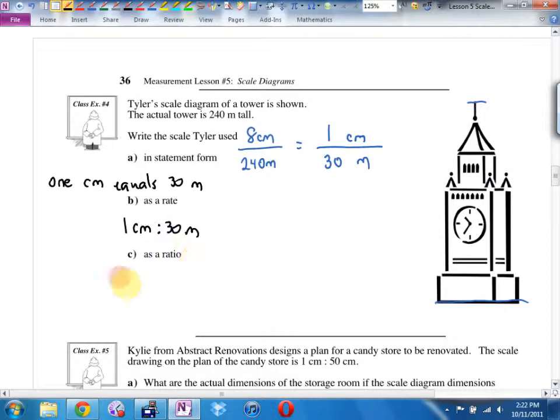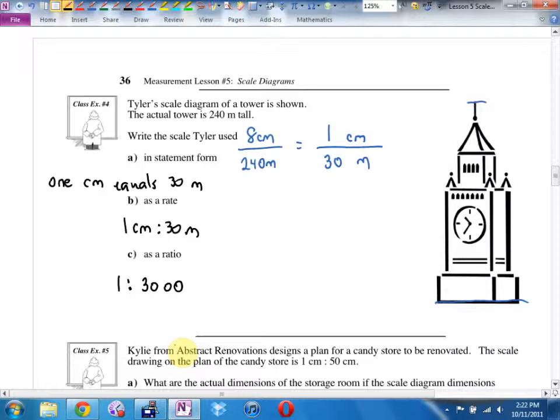3,000. What? Where'd the 3,000 come from? 30 meters is 3,000 centimeters. Ratio, I want to have the units the same. So centimeters to centimeters, or I could have done meters to meters. And I know that there's 100 centimeters in a meter. That's one worth memorizing, by the way.